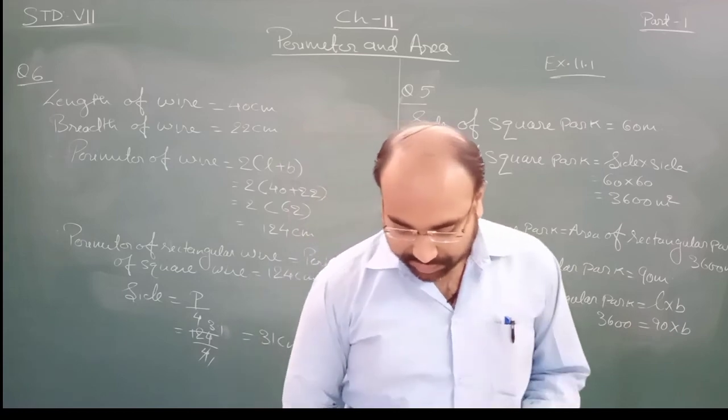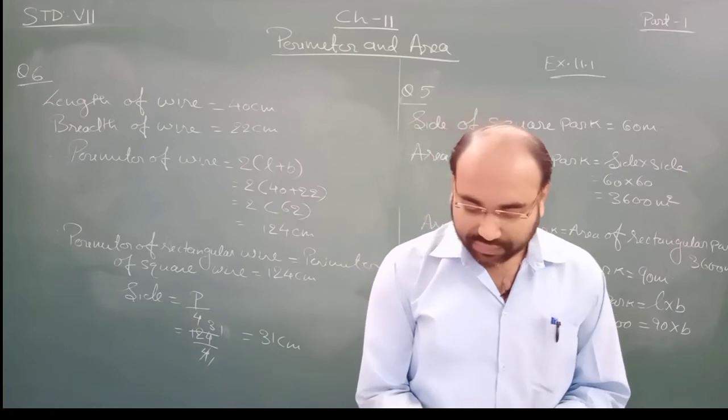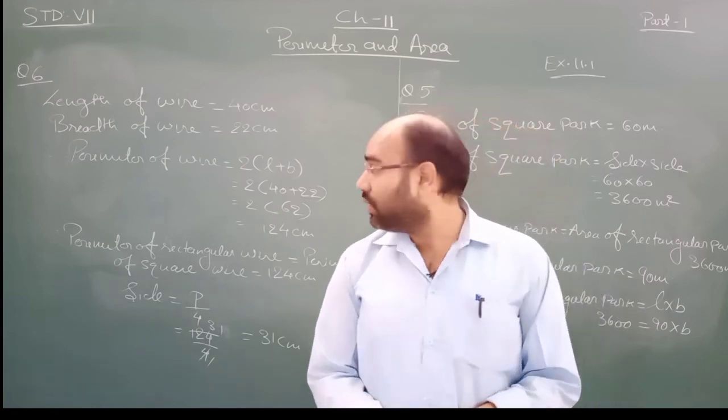नाउ क्वेश्चन नंबर 7 that I am not going to do, that you have to do it by yourself. The perimeter of rectangle is 130.